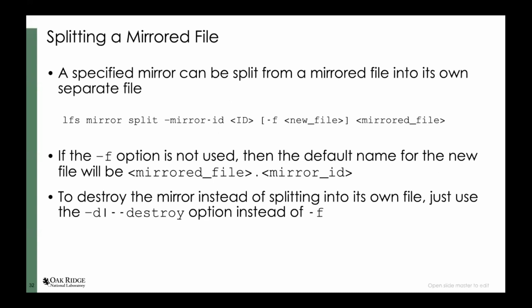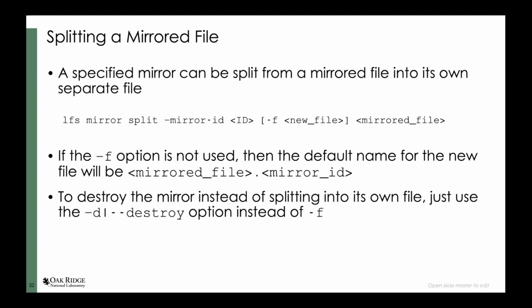And then, of course, not only can you add to it, you can also split a mirror. If you have several mirrors in a file, if you want to, you can use the LFS mirror split command, specify the mirror ID. If you give -f and the new file name, it will basically take that mirrored component and split it off as its own file and remove it from the current mirrored file. If you don't specify a file name with the -f, the default naming convention is to use the mirrored file name dot and then append the mirror ID to it.